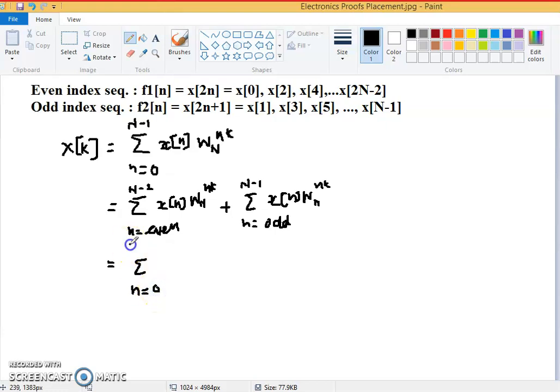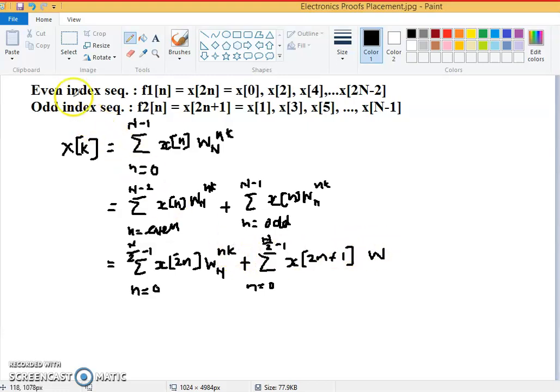from 0 to N by 2 minus 1. How many terms will there be here? N by 2, half the terms will be here, x[2n] W_N^{2nk}, plus summation n changing from 0 to N by 2 minus 1, half the terms will be here, and odd indexed values here, x[2n plus 1] W_N^{(2n+1)k}.